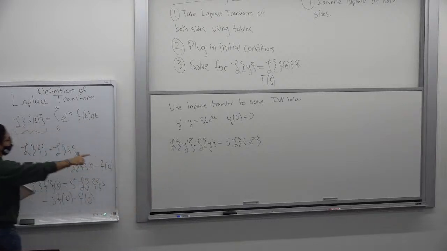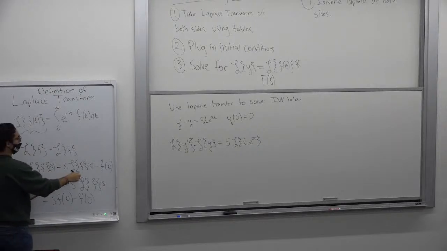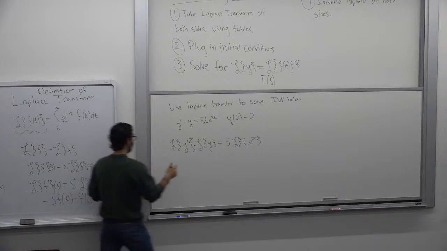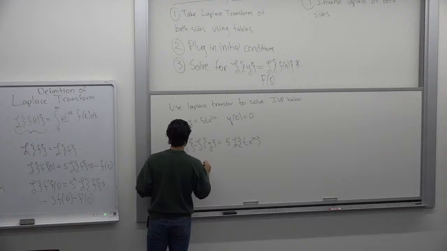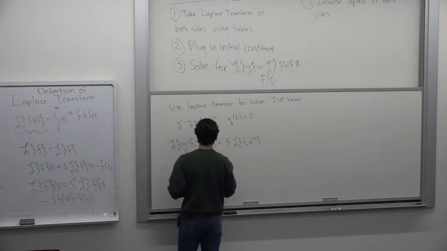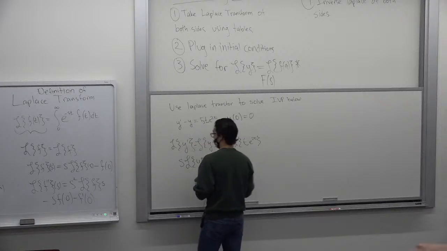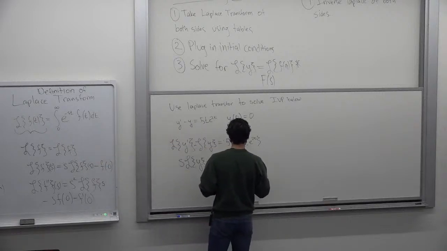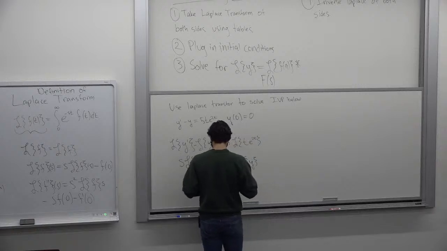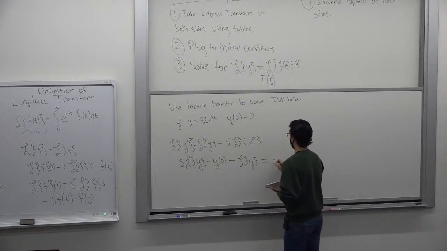Let me get out of the way. So the Laplace transform of y prime is going to be this right here. So in terms of s, it's going to be s times the Laplace transform of y minus y at 0, f of 0, same thing. Then minus this right here. We have our 5 out in front.